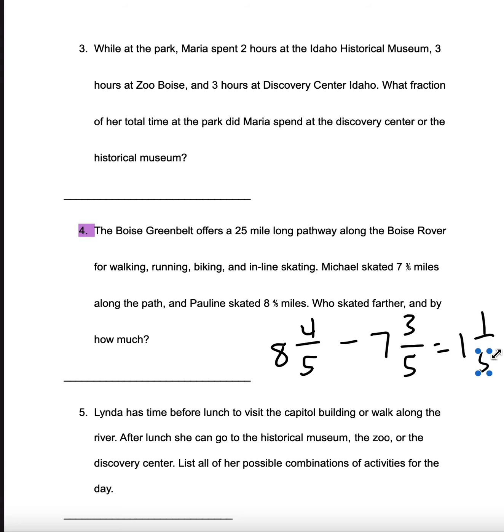So we know that Pauline skated further because her whole number is bigger. 8 is bigger than 7. So we're going to say P for Pauline. And we'll put 1 1/5.